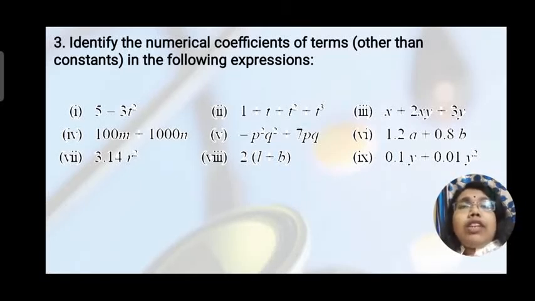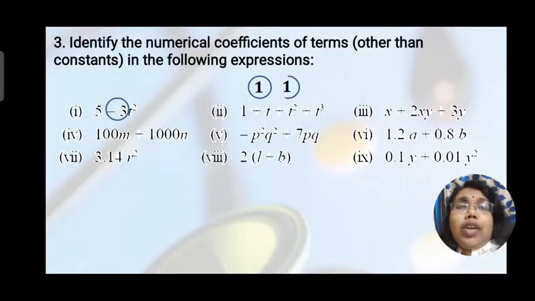So here 5 is a constant and minus 3t squared is an expression with a variable. So for minus 3t squared, the coefficient is minus 3. Now here we have minus t and there is no coefficient shown, so it is minus 1. And then minus t squared, again no coefficient shown, so it is minus 1. And then minus t cubed, so again there is a coefficient of minus 1. So all of them are negative ones.